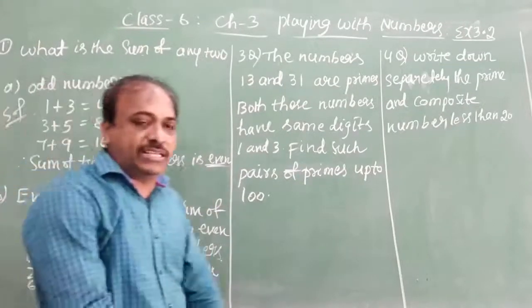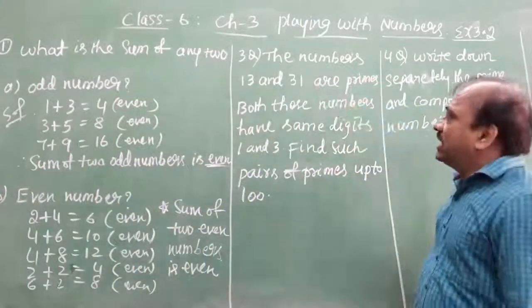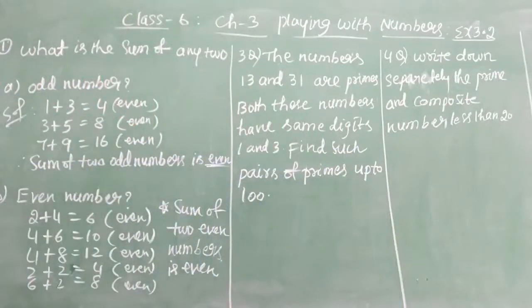Is it clear, students? Let us move to the next question. The numbers 13 and 31 are prime numbers. Both of those prime numbers have the same digits 1 and 3. So find such prime numbers less than 100. Now you must be ready to list the numbers which have the same digits like 13 and 31.